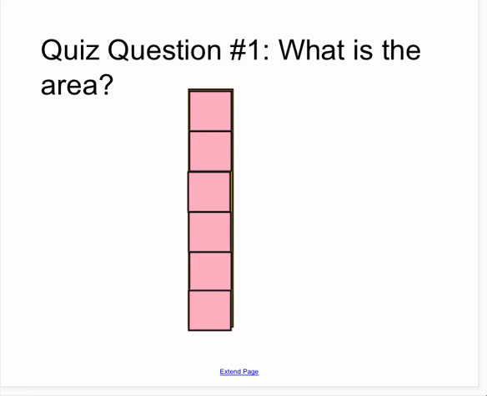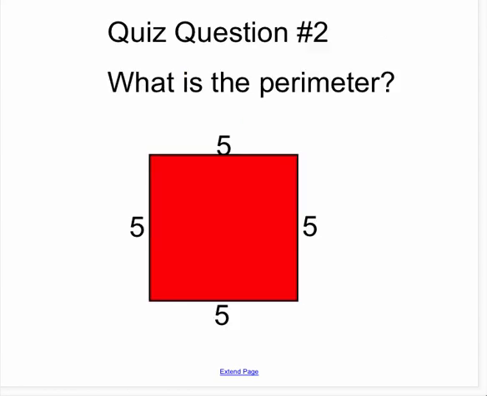Okay, time for the quiz questions. This is where you need to get out your math notebook and do some practice. Quiz question number 1, what is the area of the shape that you are looking at? Your rectangle has already been tiled in with the pink tiles. So you need to just count them up and write down what the area would be. Please also write the unit. We're going to say these are centimeter size tiles.